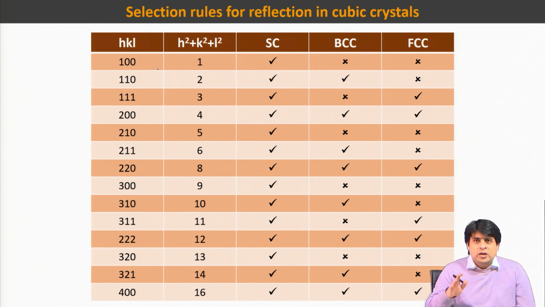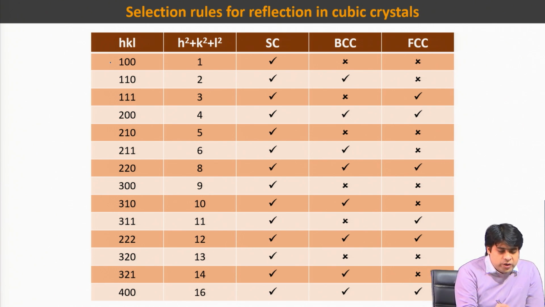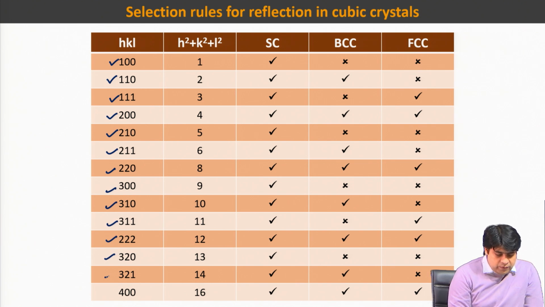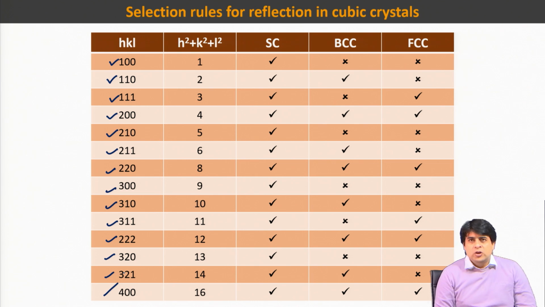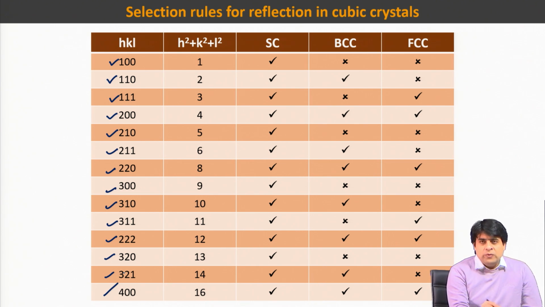So, they had to calculate that, and to calculate it we need some kind of selection rule. For the cubic crystal, we know that there are 14 different types of HKL planes, starting from 100, 110, 111. If you take the sum of the squares of HKL, for example for 100, it is 1 square plus 0 square plus 0 square, which is 1.